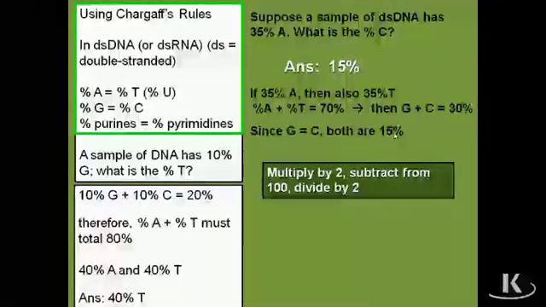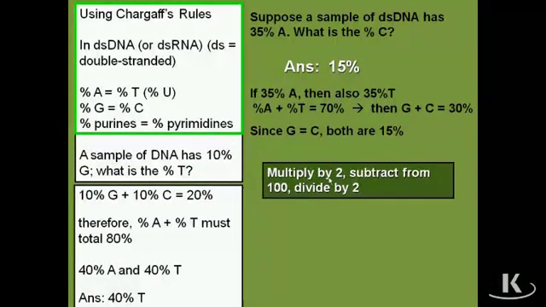If you're the type of person that wants a really good shortcut, and I think shortcuts are great, if you're given one of these Chargaff's rules questions, and you're given the percentage and composition of one of the nucleotide bases, you simply multiply that by 2 to give you the G's, C's, or A's, T's. You then subtract that percentage from 100, and then you divide that by 2. That would be the easy shortcut for answering one of these questions. You multiply it by 2, you subtract it from 100, and then you simply divide it by 2.